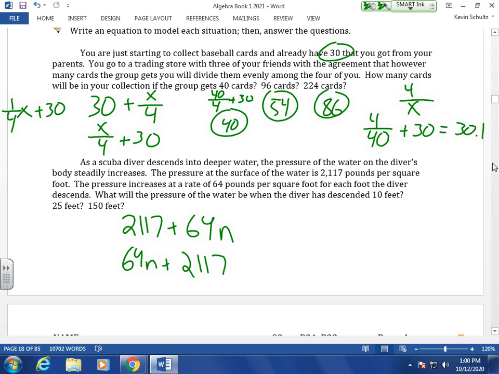And then that word per, 64 pounds per square foot, okay, there's that rate there, right? So if you go down 10 feet, you should get 2,757. 25 feet is 3,717. And 150 feet is 11,717. Okay? Those are your 3 answers for that one.